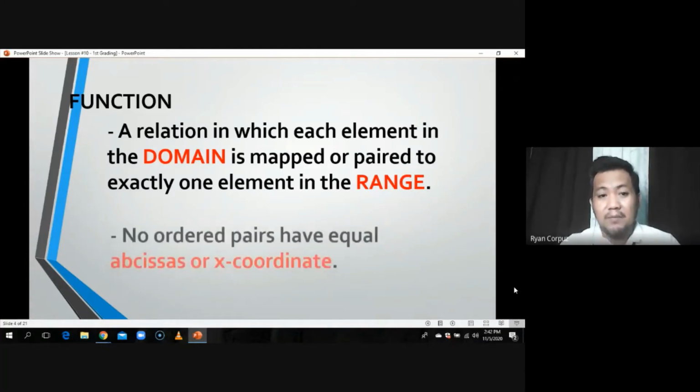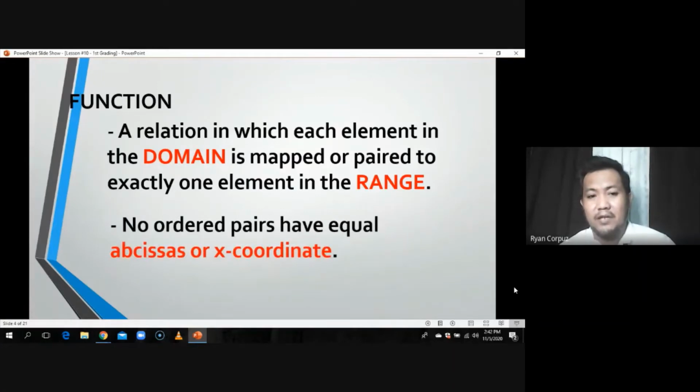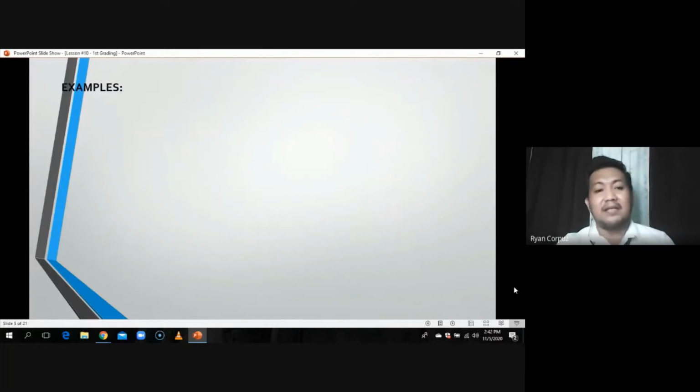Aside from that, another definition of a function is that there are no ordered pairs that have equal abscissas or x coordinates. Wala daw ordered pairs na merong equal abscissas or x coordinate, because if that happens, that's already not a function. So that's how we define function. Now, para mas maintindihan natin mabuti yung sinasabi natin, let's have these examples. Let's have the first example.